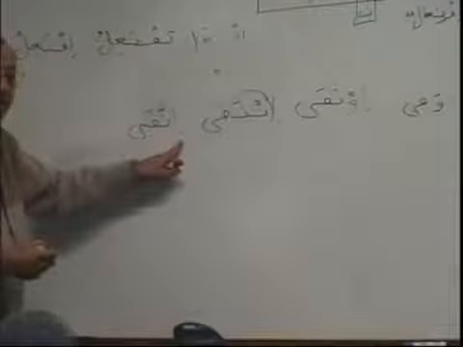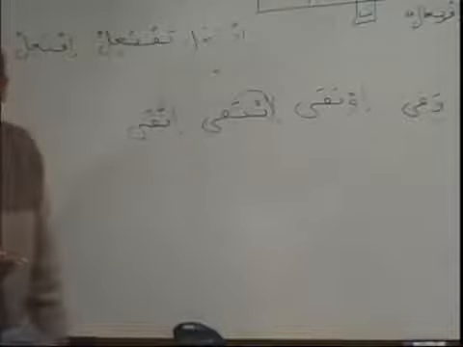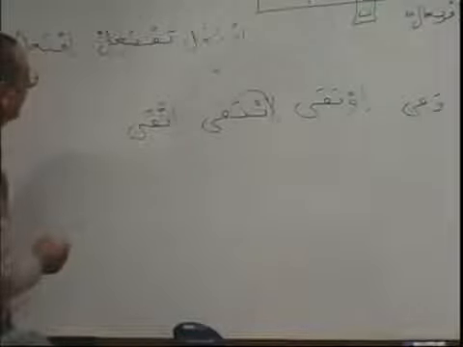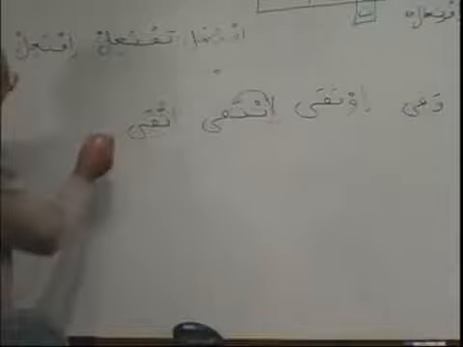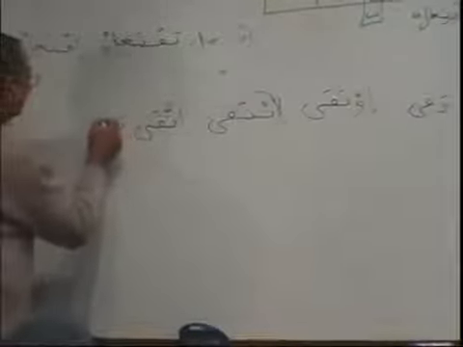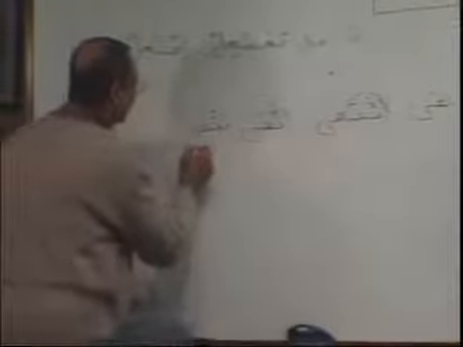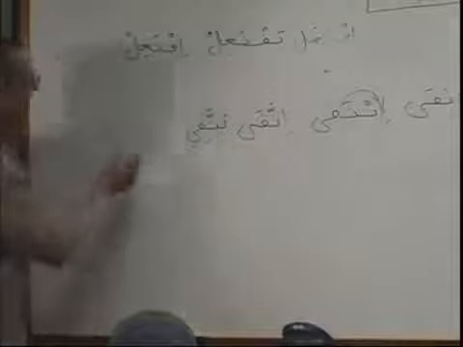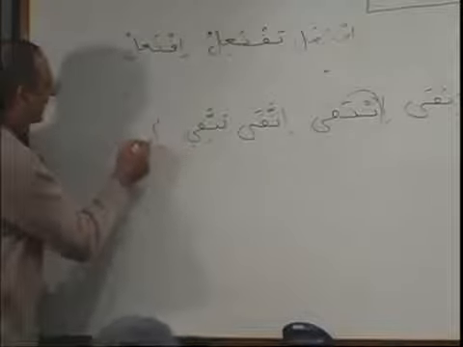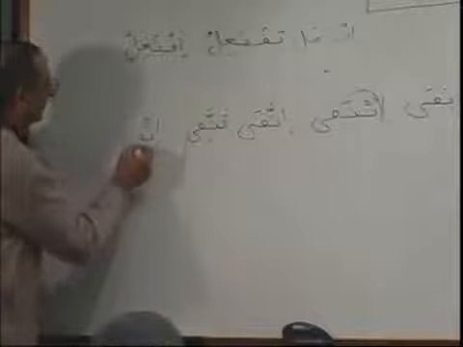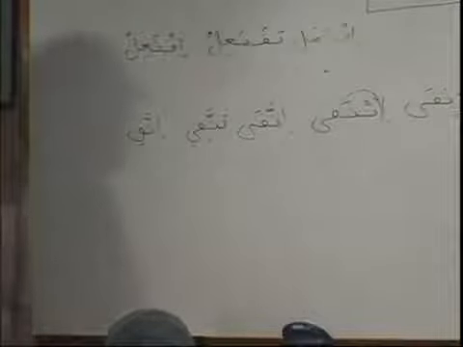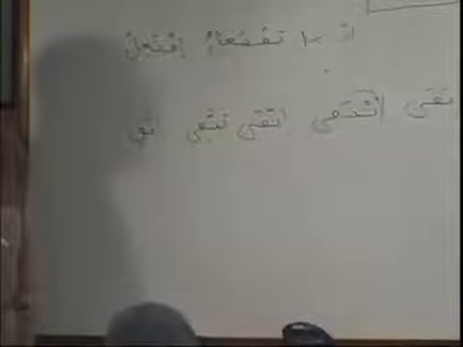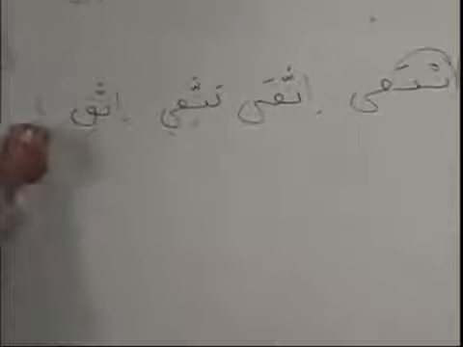See, Brother Hassan, that shadda tells you a story. And then this hamza tells you a story, that it is form 8. Ittaqa. Make it mudari. Yattaqi. Make amr. Ittaqi. Like that. Okay. Make an amr for antum, that which comes in the Quran. Ittaqu.